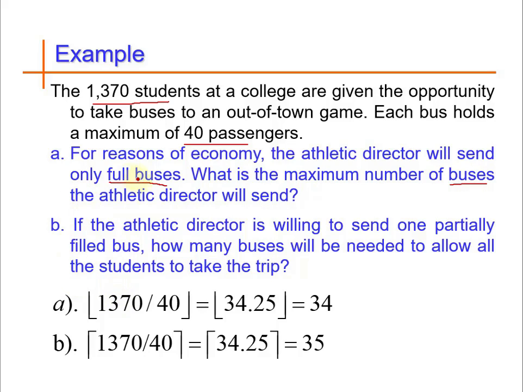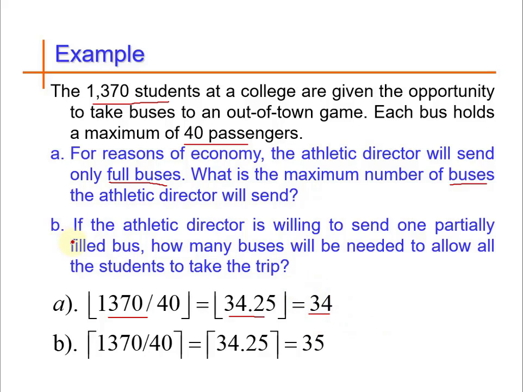To answer this question, we simply divide the number of students by the total number of seats present in a bus, and we get 34.25. And since only full buses are allowed, removing the fractional part and getting the integral part, we get 34 by the floor function. And these are the number of buses with full number of passengers.